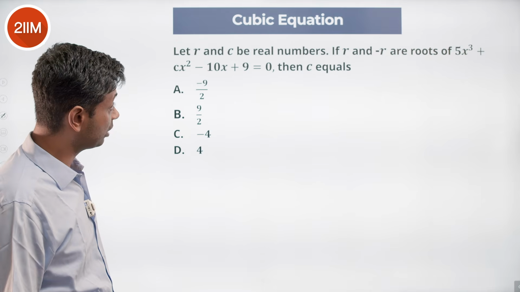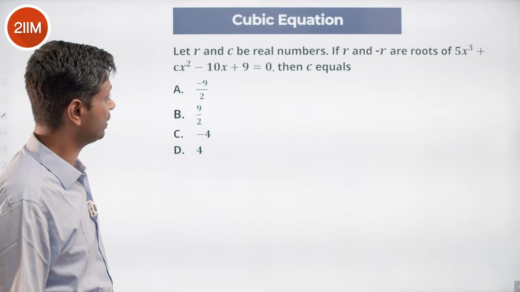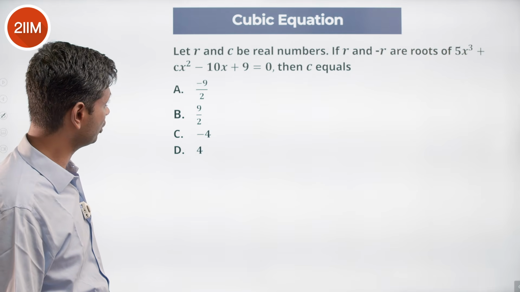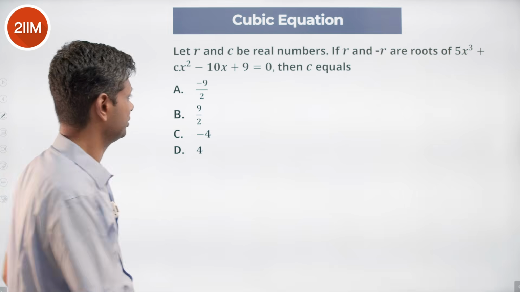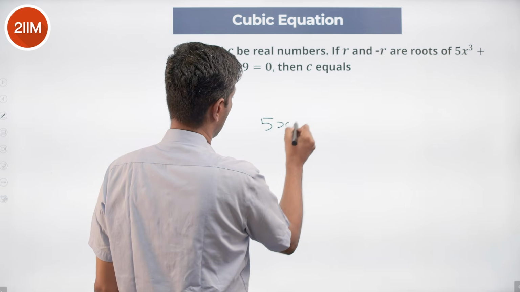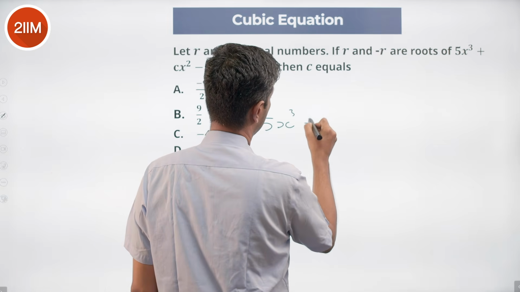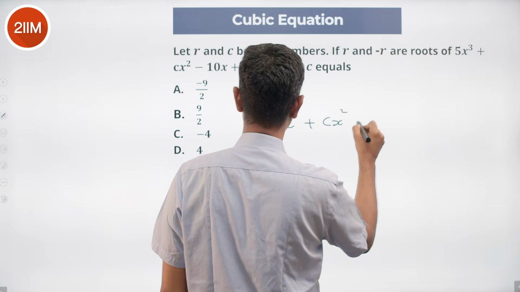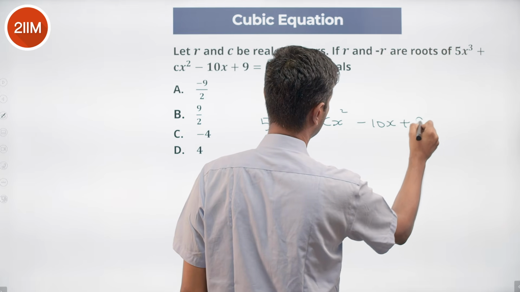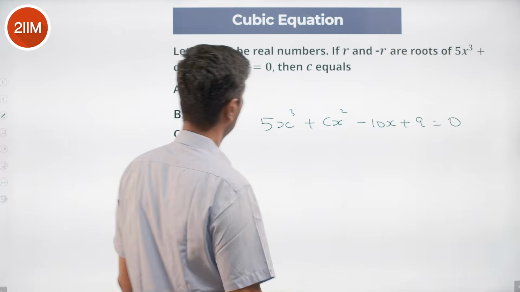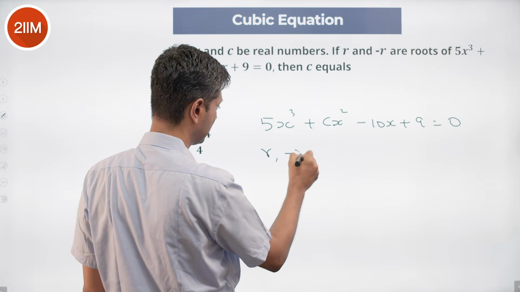Let R and C be real numbers. If R and minus R are roots of 5x cubed plus cx square minus 10x plus 9 equal to 0, then C equals. Nice question. 5x cubed plus cx square minus 10x plus 9 equal to 0. Then the roots are R and minus R.